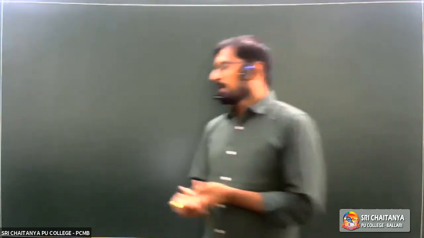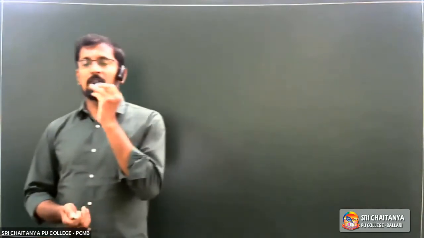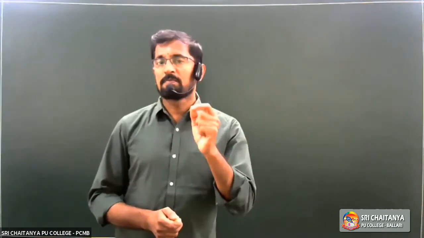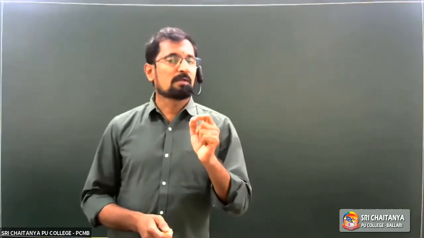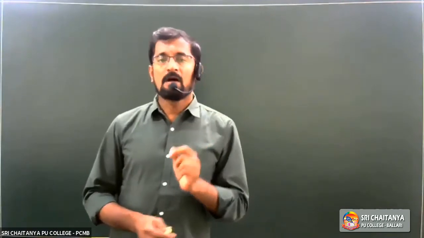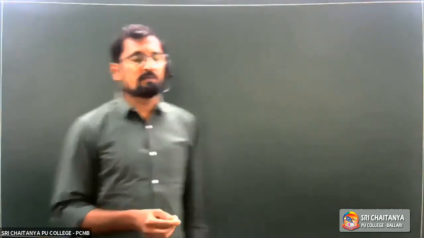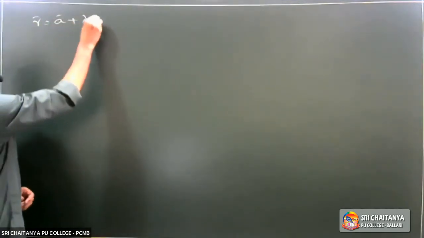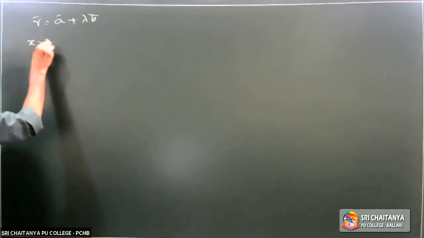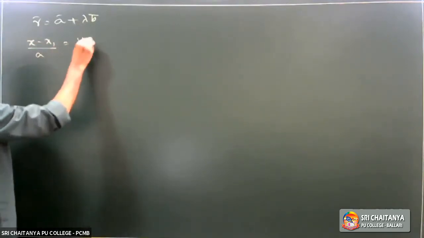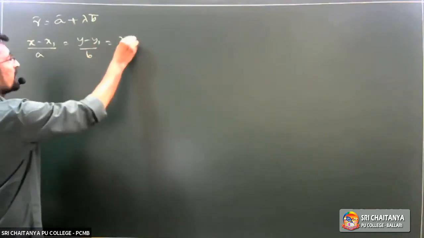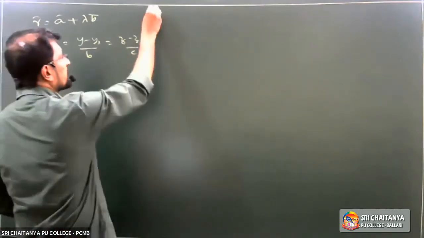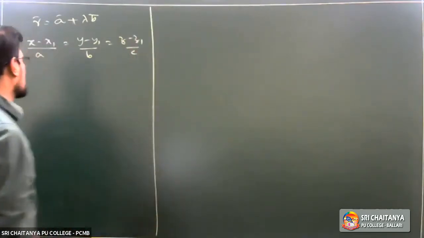Now, the vector equation of a line passing through one point and parallel to another vector is given by r bar is equal to a bar plus lambda b bar. And its Cartesian form is x minus x1 by a is equal to y minus y1 by b is equal to z minus z1 by c. Now I am going to prove these two. The first one is the vector form, the other one is the Cartesian form.